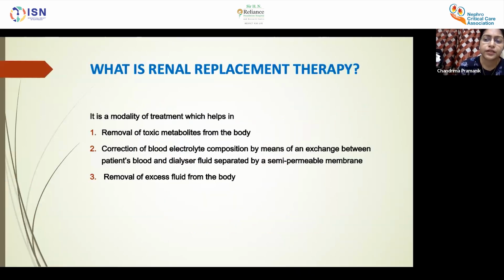First of all, what is renal replacement therapy? It is a modality of treatment which helps in three purposes. It helps in removal of toxic metabolites from the body, corrects blood electrolyte composition by means of an exchange between patient's blood and dialyzer fluid, and it also removes excess fluid from the body.